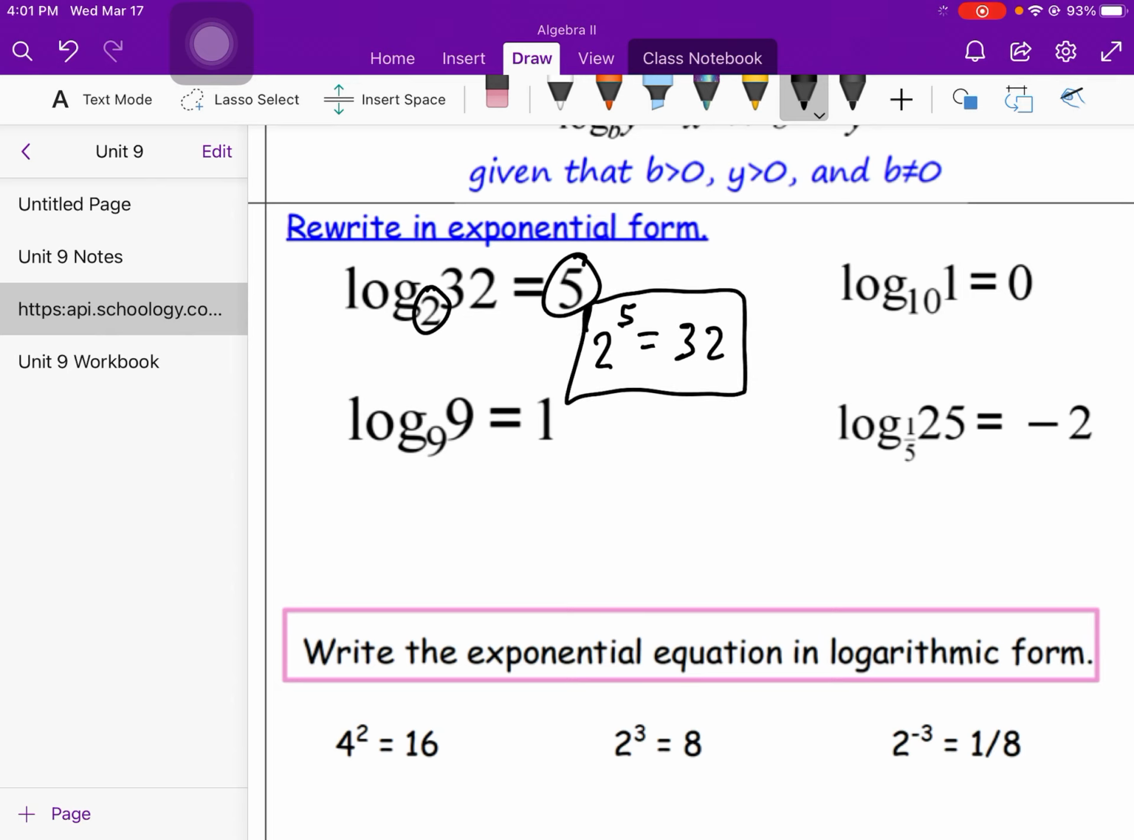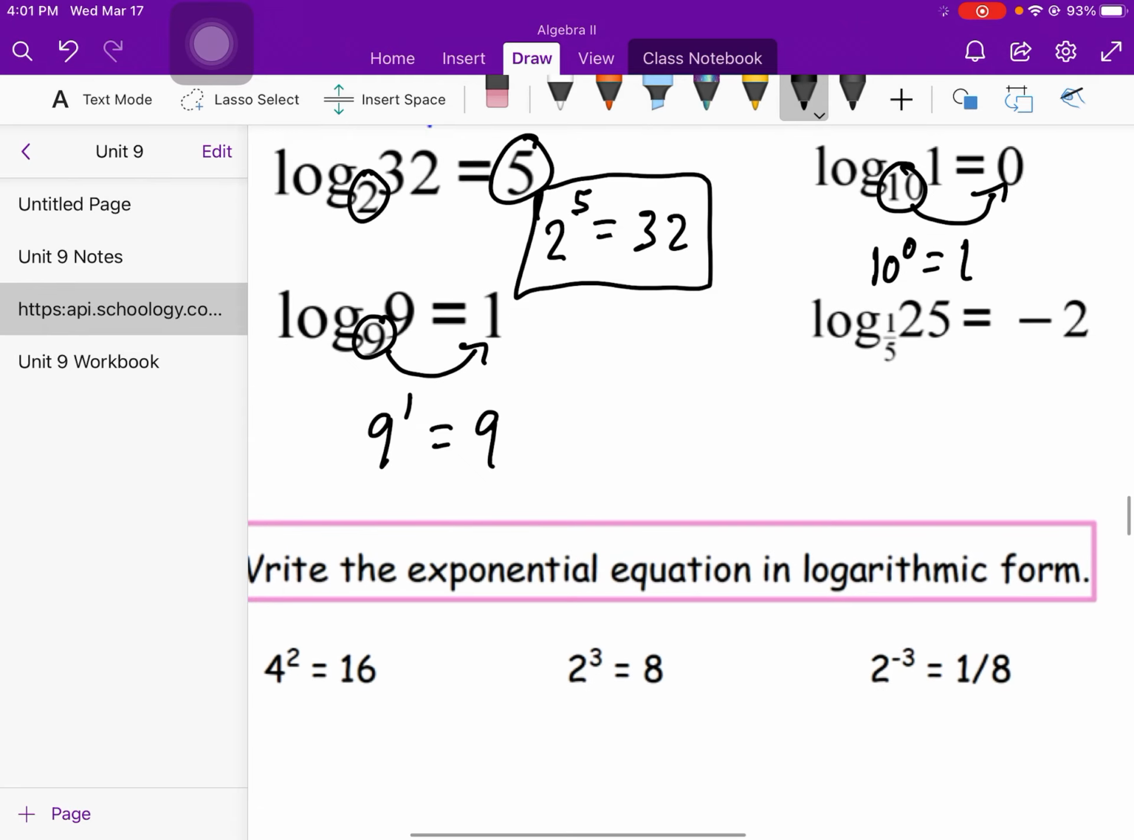This one here, identify the base, and then I like to do this to remind myself that that's the exponent. So the exponent of 9 to the 1st does equal our last number of 9. This one here, that's our base. It's going underneath the exponent, so 10 to the 0 equals 1. And anything to the 0 power does equal 1, so that should make sense.